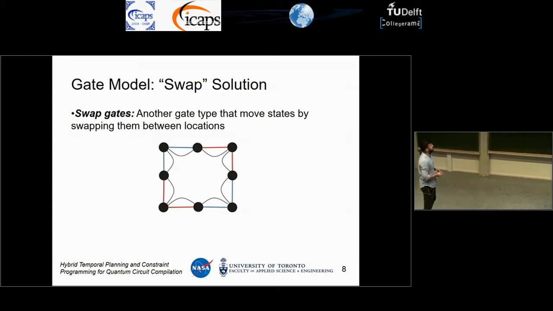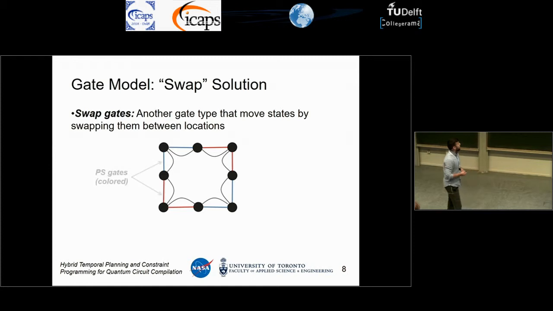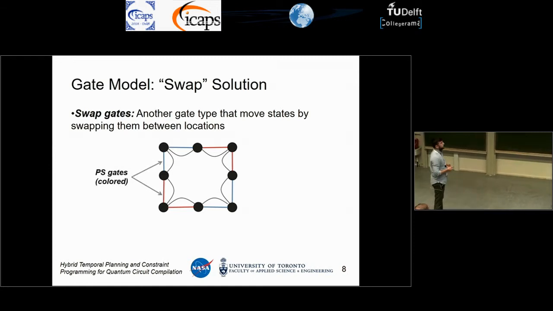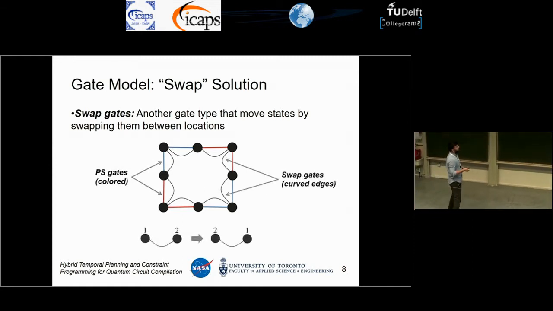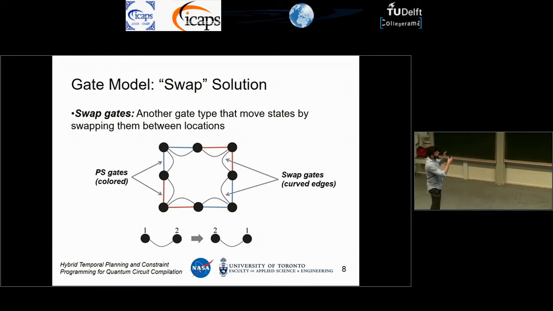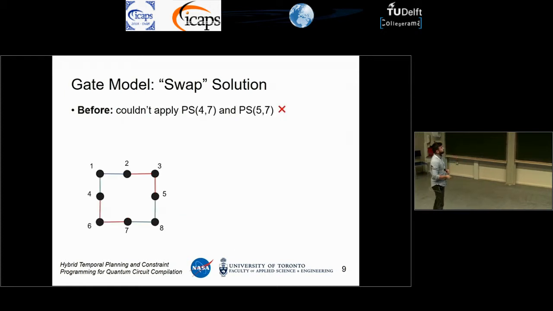And what the swap gate effectively does is it moves qubit states around the architecture by swapping them between qubit locations. All right, so we have, again, our PS gates, they're the colored gates, and we also have swap gates, which are represented by black curved edges, okay? So I have qubit states 1 and 2 on adjacent nodes. If I activate the swap gate between them, they change places. Fairly simple.